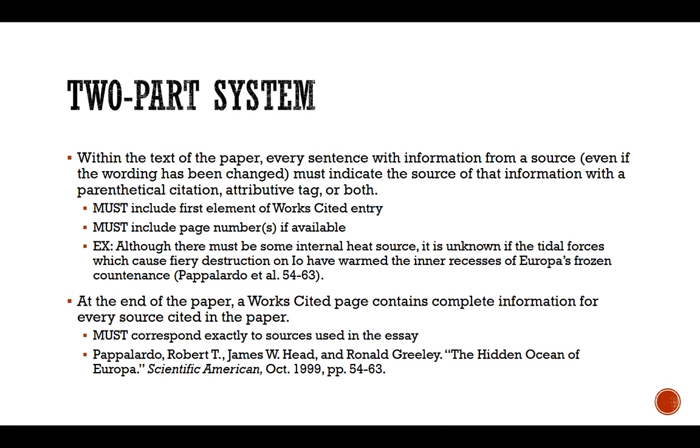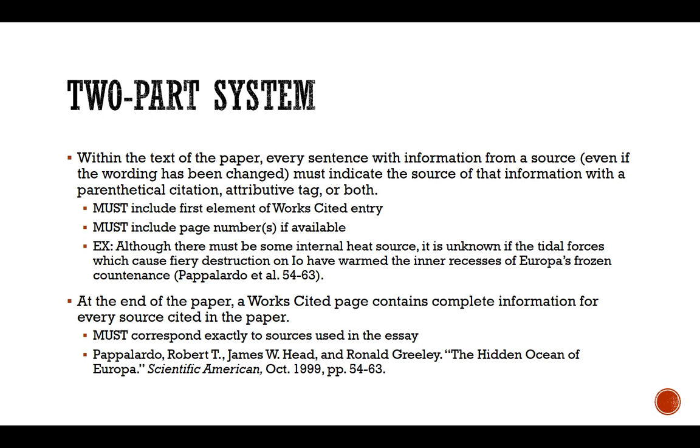That might be through a parenthetical citation, it might be an attributive tag, or you might even have both in your sentence, depending on the nature of your source and how you've worded your sentence. Now, keep in mind that that part of the citation must include the first element of the works cited entry. The second part of your system is the works cited entry that comes at the end of your paper. That is the complete information for every source cited in your paper. That will indicate the whole publication information, and that's everything that your reader will need to go find that source.